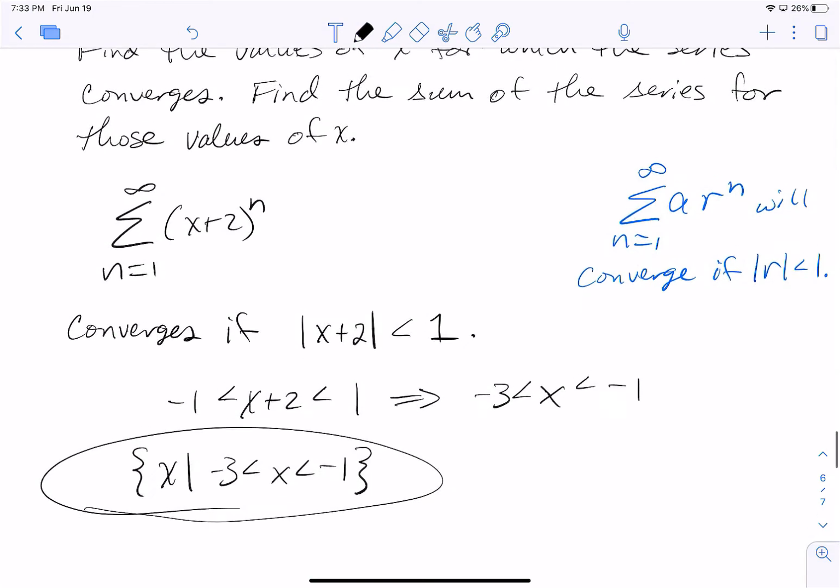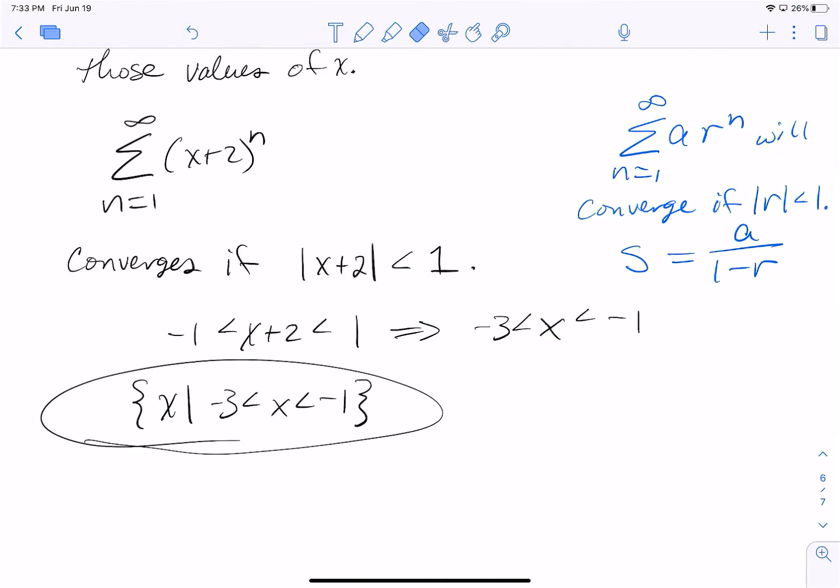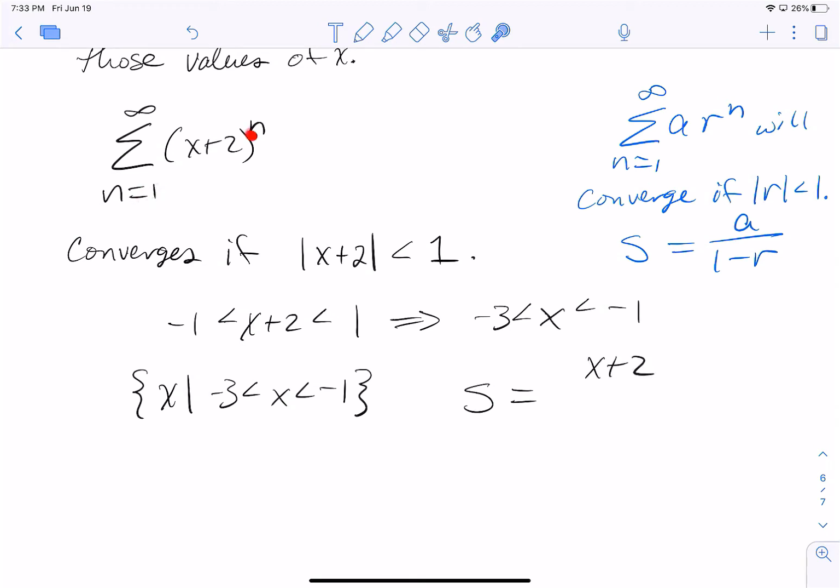Now we are also asked to find the sum of the series for those values of x. Well, again, we're thinking about this as a geometric series. S is equal to a, the first term, divided by 1 minus r, the common ratio. And I realize I circled the answer too soon because it's a two-part answer. Here we're going to say that the sum is equal to a, the first term is going to be x plus 2, that's what happens when n is equal to 1, divided by 1 minus the ratio, which is the base, the quantity of x plus 2. Simplifying, we get that s is equal to (x plus 2) divided by (negative x minus 1).